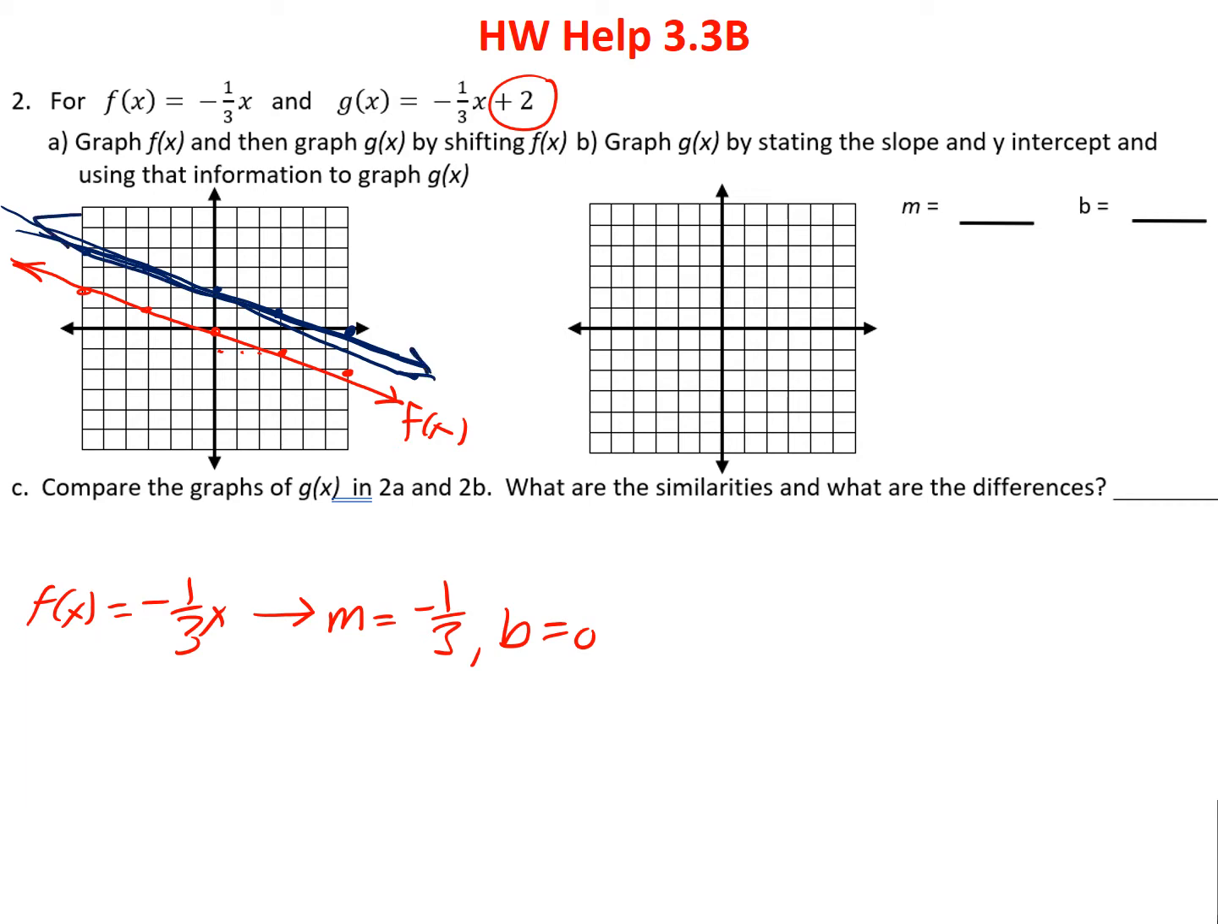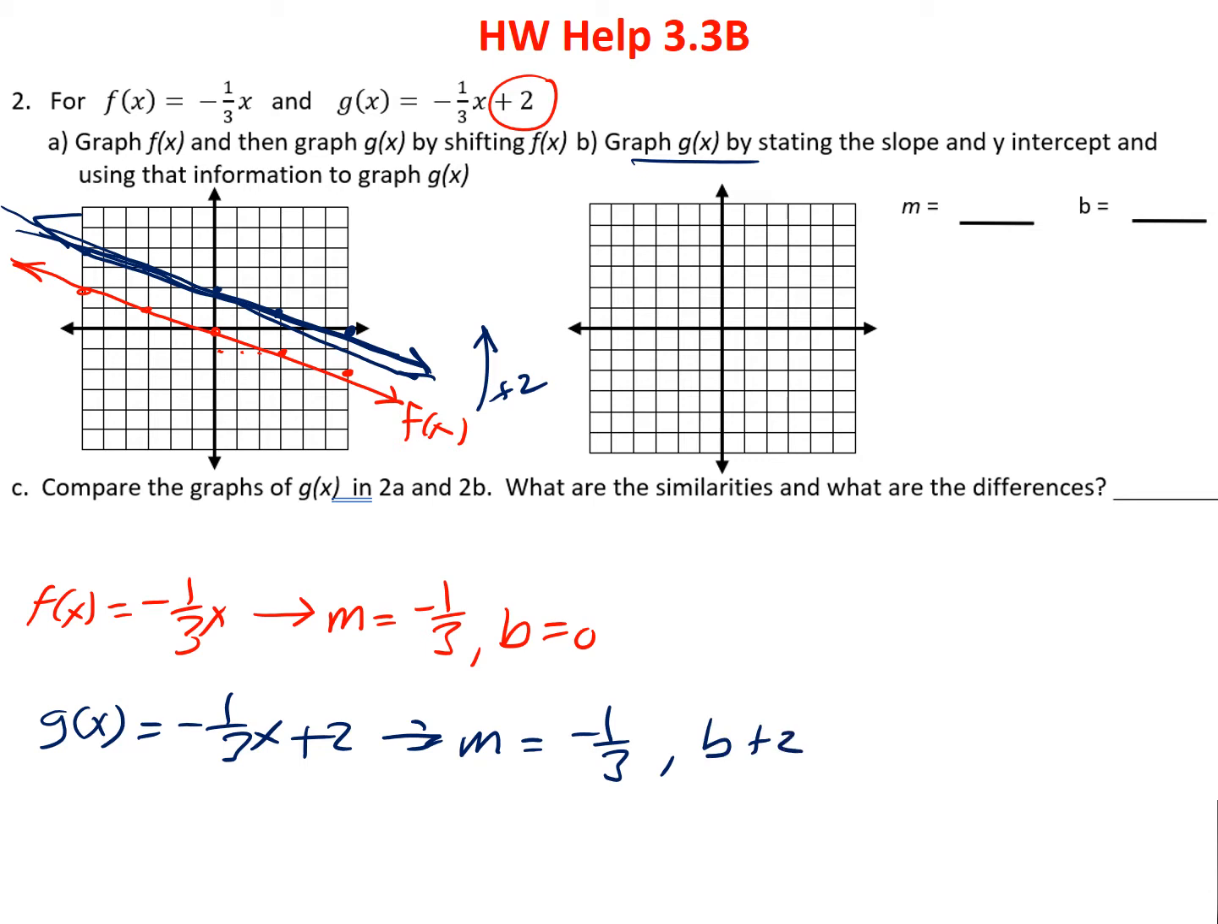So that's my line by just shifting everything plus 2. The next thing it asks me to do in B is to graph g of x by stating the line, the slope, and the y-intercept. Well, g of x equals minus 1/3 x plus 2, which implies that the slope equals minus 1/3, but the y-intercept is 2. So in this case, I would come here and go up 2, and then I would come down 1 over 3, back 3 and up 1, and then graph it this way.